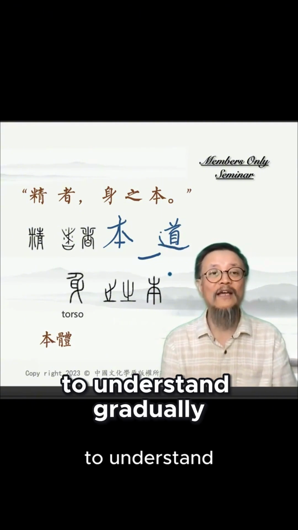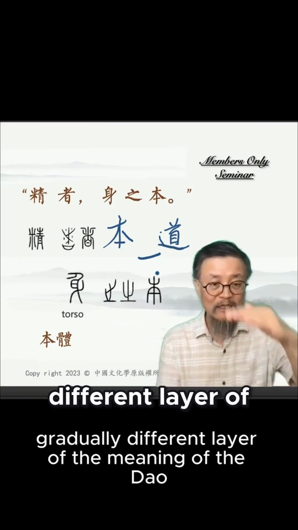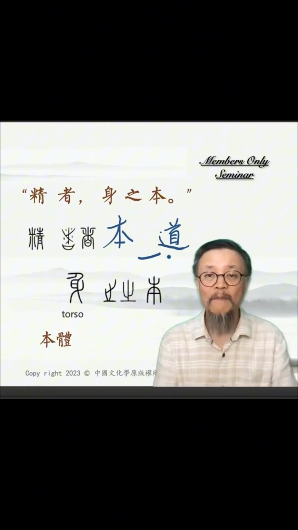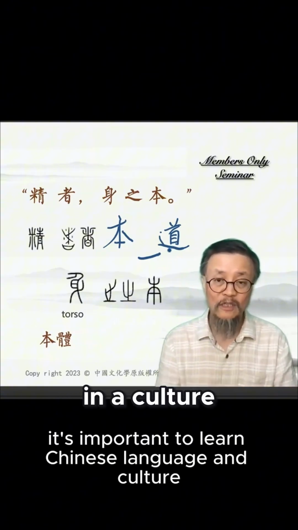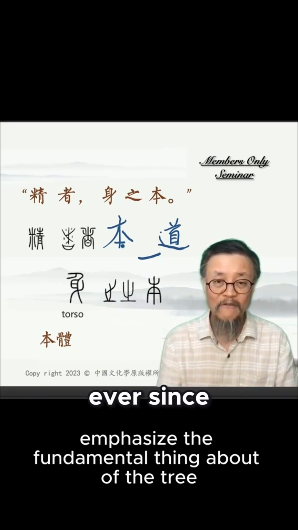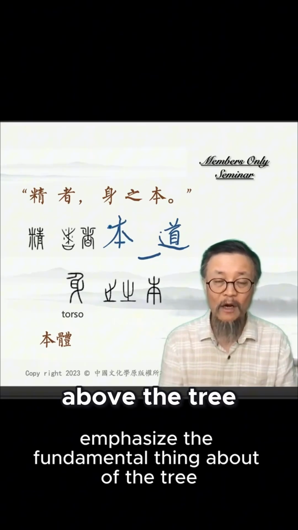To understand gradually the different layers of meaning of a Tao, the cultural connotation of a Tao, it's important to learn Chinese language and culture. It's the fundamental thing. It emphasizes the fundamental thing of the tree.